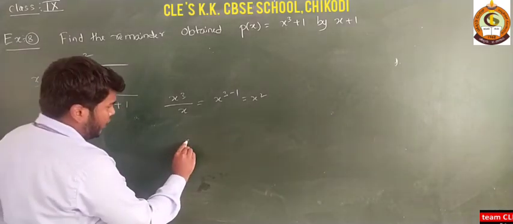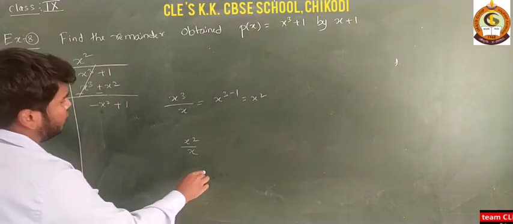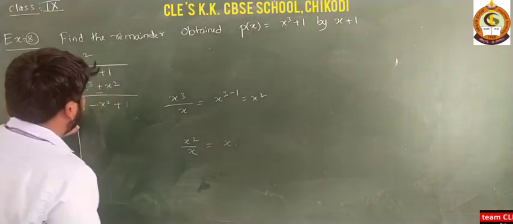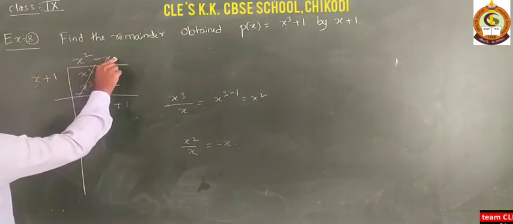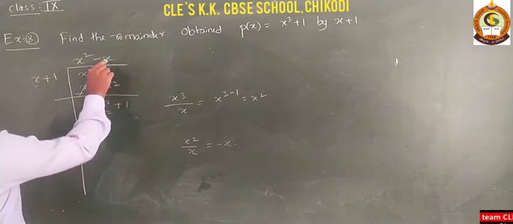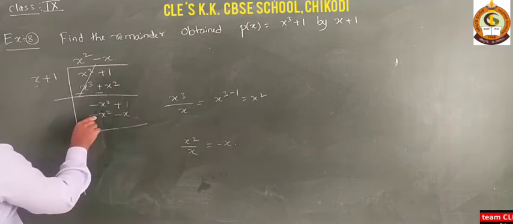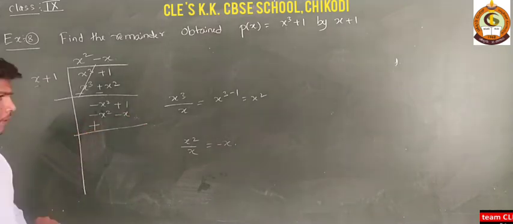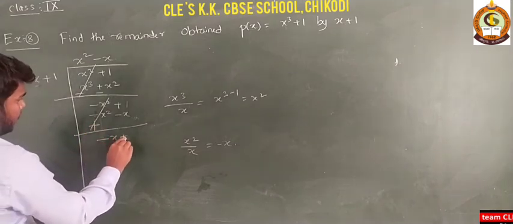Now, neglecting the negative sign, only consider x square and x. So x square divided by x gives only x. Because of the minus, you have to use the minus sign. So your next step is minus x. So minus x into x is minus x square, and minus x into 1 is minus x. So minus into plus is minus, and plus again cancels. So remaining is minus x plus 1.